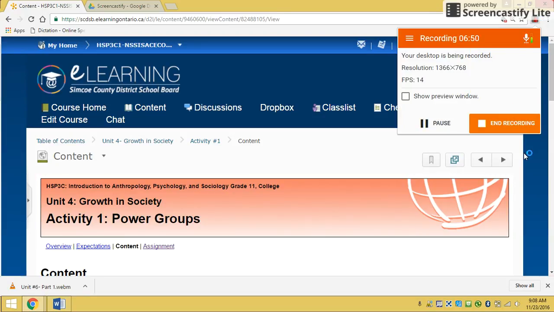And after you're finished this part, you can move on to the third portion. And if you scroll down to the bottom of Unit 6, you'll see the screencast for that. Good luck.